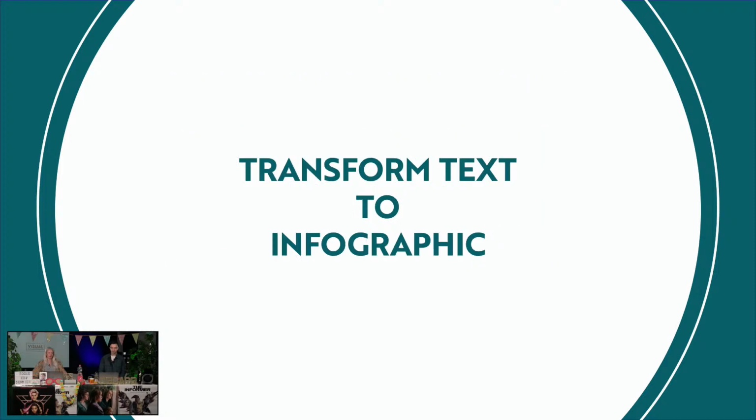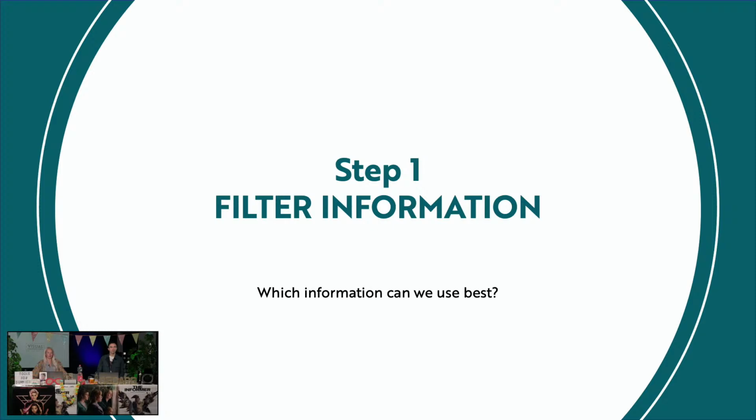Yeah. So the first thing you need to do is scan the text. We're going to transform the text into an infographic, and step 1 is filter information. Which information can we use best? For an infographic to visualize text, what kind of information is handy to use? Well, I would think about things that have numbers. Yeah, numbers. Because with numbers we can make graphs, and graphs are an important part of infographics.